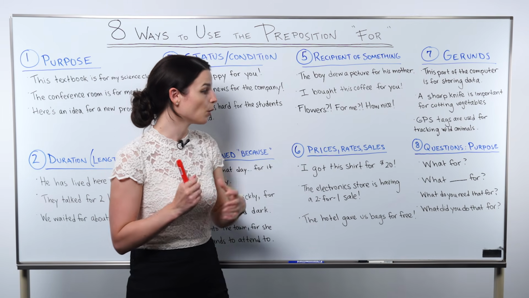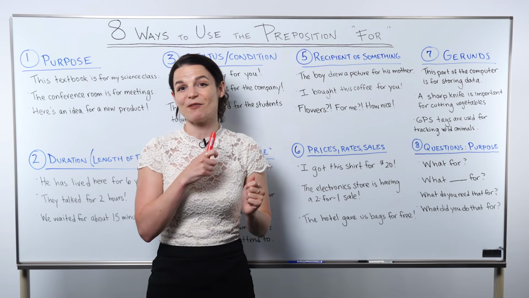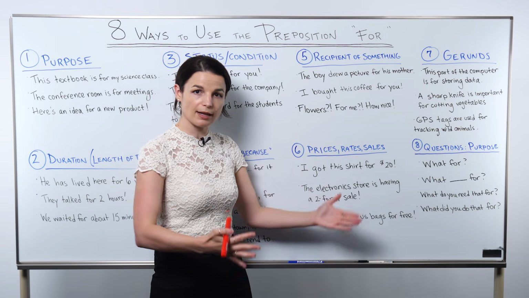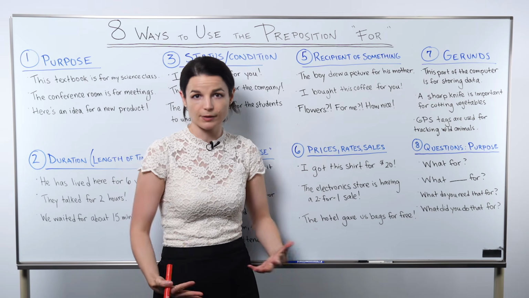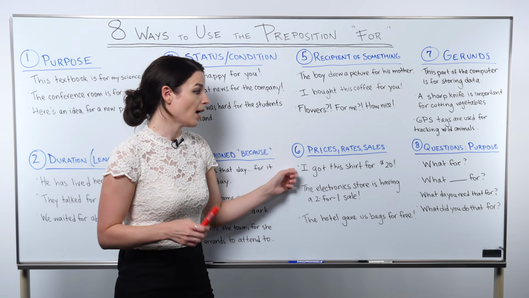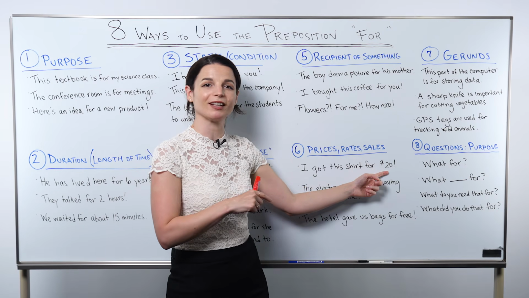Number 6 is also, I think, a pretty easy one to understand quickly because it uses numbers. We use for to express prices and rates and sales and discounts, these kinds of things. So let's look at some examples. First one, I got this shirt for $20.